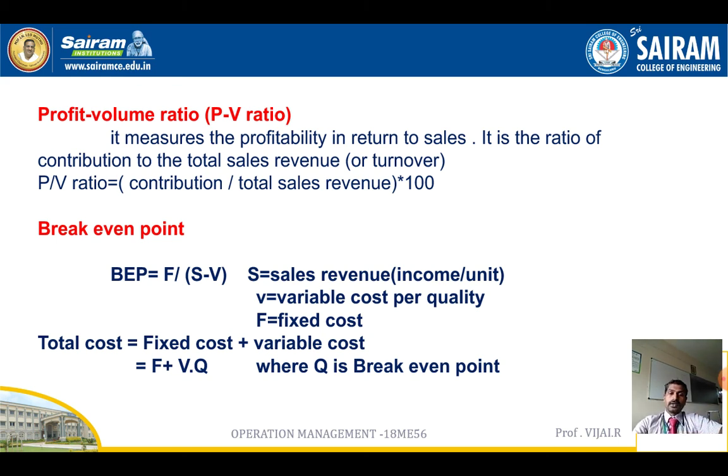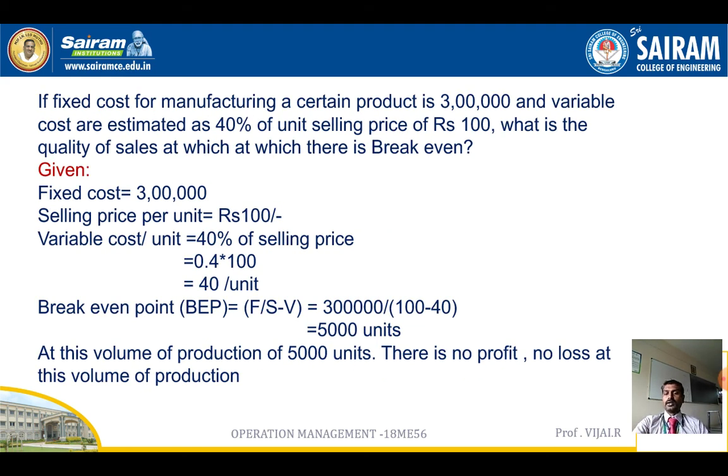And now one problem we can see. If the fixed cost of manufacturing a certain product is 3 lakh rupees and the variable cost is estimated at 40 percent of the selling price, then what is the quantity of sales at the break even point? So first, from this given data, fixed cost is given as 3 lakh rupees and the selling price per unit is 100 rupees. What is the variable cost if it is 40 percent of the selling price? So the selling price is 100, 40 percent of the selling price is 40 per unit. So that is the variable cost.